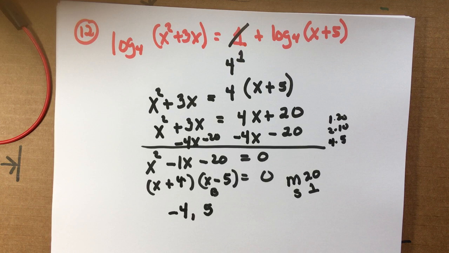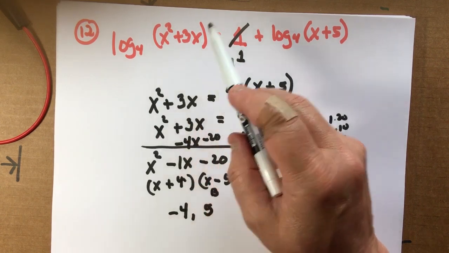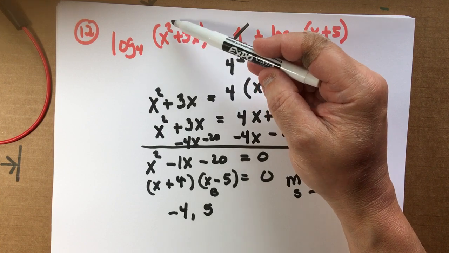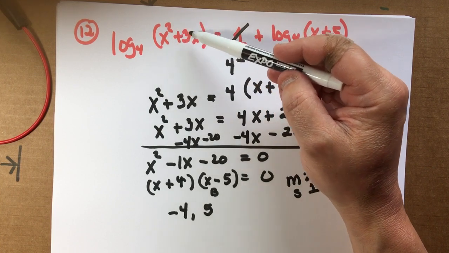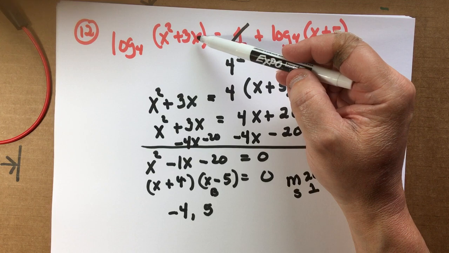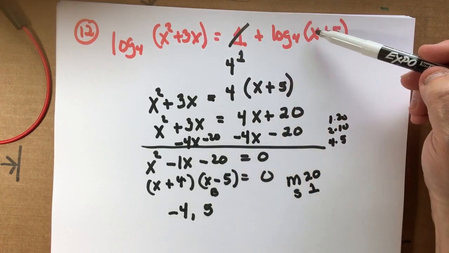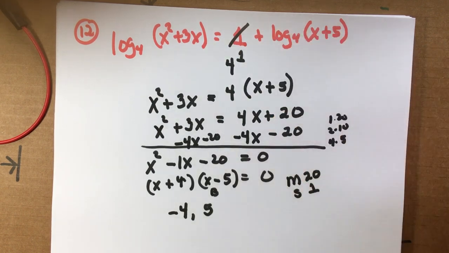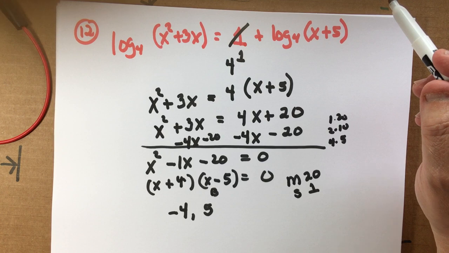Now, in this case, this one's a little trickier because a lot of kids will cross off the negative number because they say a negative number can't be after the word log. But if you plug negative 4 in here, you get 16 minus 12. That's not negative. If you plug negative 4 in here, you get 1. They're all okay. And 5 also works for both. This is a strange one. In this case, both of the answers work.